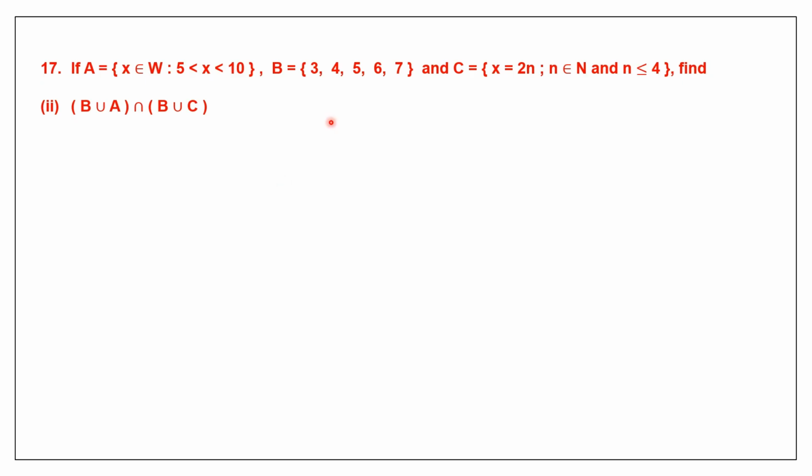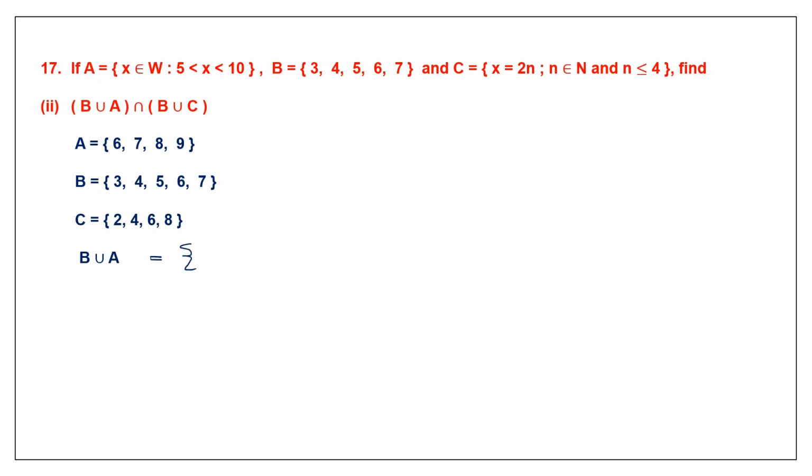So let's write out all the sets first. So we have all the elements of set A, set B and set C. Now we have to find B union A, B union C and the intersection of those two. So let's find first the elements of B union A. So B union A means all the elements of B and all the elements of A.